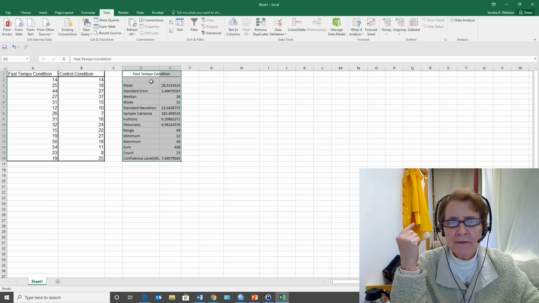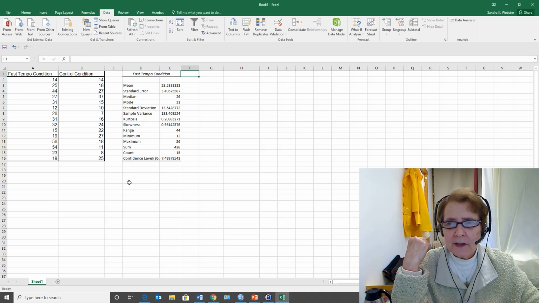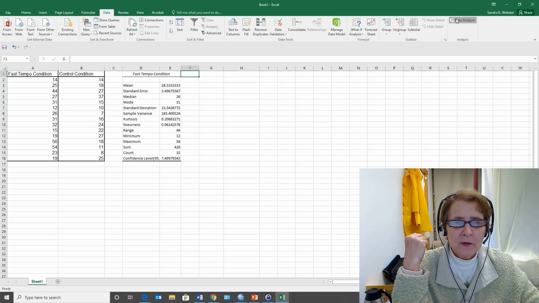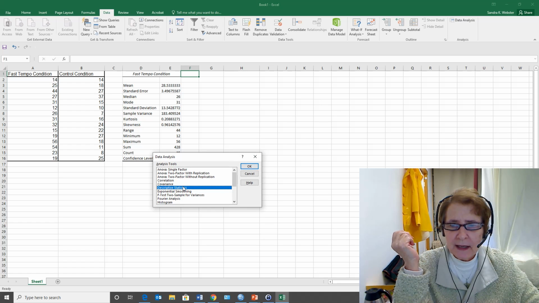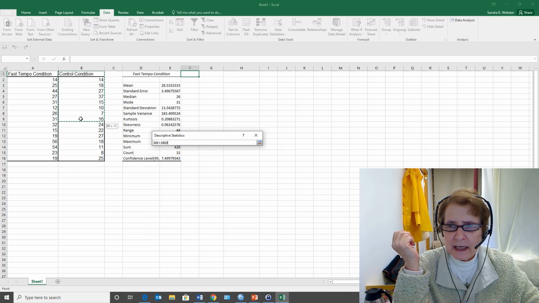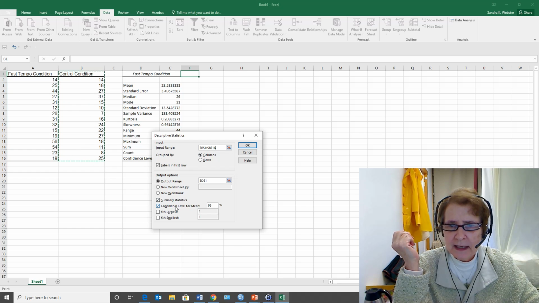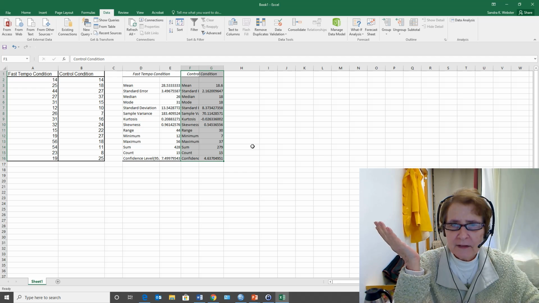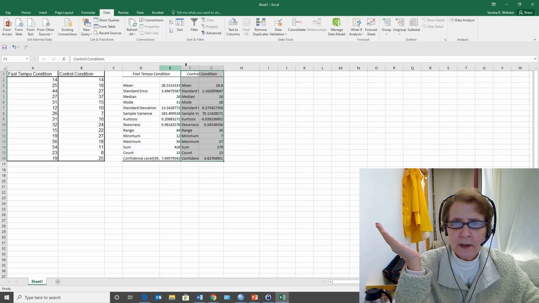You need to be familiar with what all of these mean and how to interpret them. If I want to do the descriptive statistics for the control group, which of course I do, I'll do it again. I'll say OK. And this time I'll choose the control condition. And I've got labels in the first row. The output range needs to be a different output range. So I changed that, and I asked for the summary statistics. And I've got them for the control condition and the fast tempo condition.